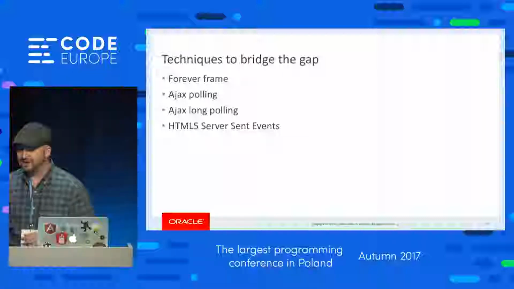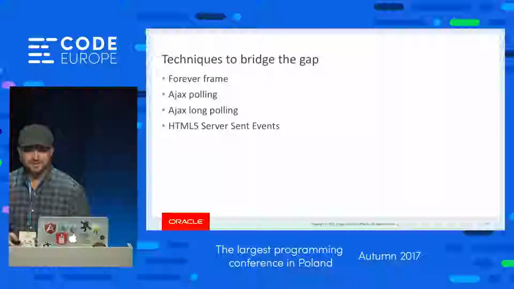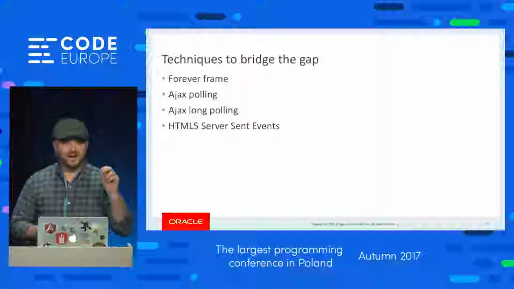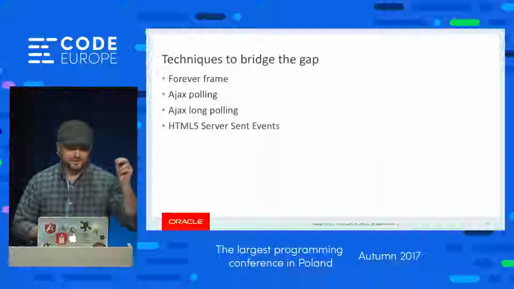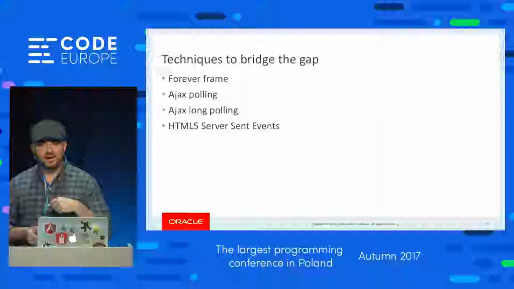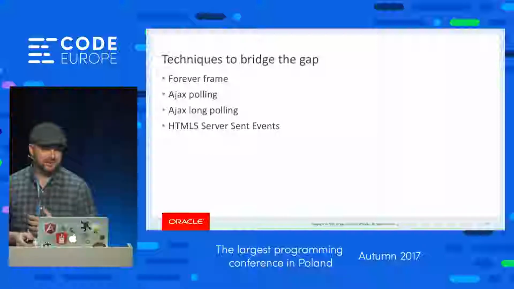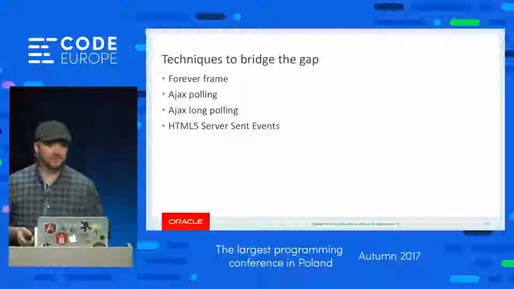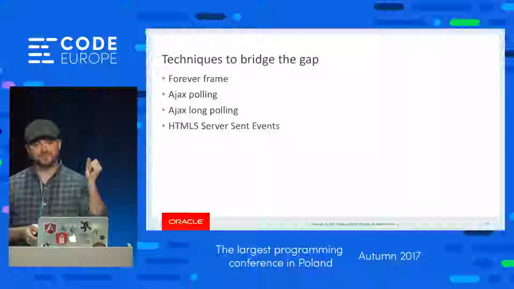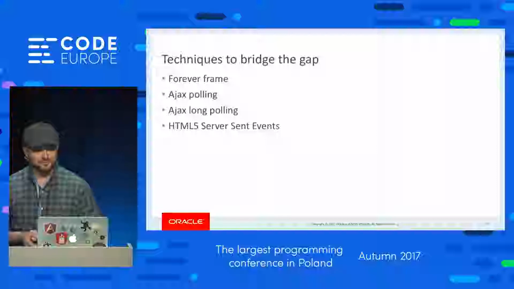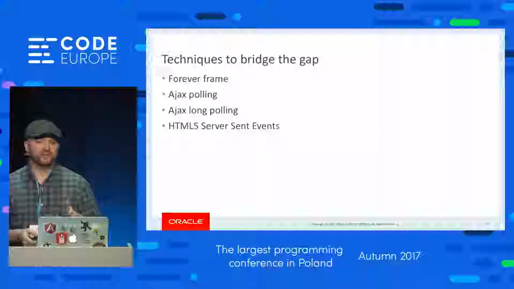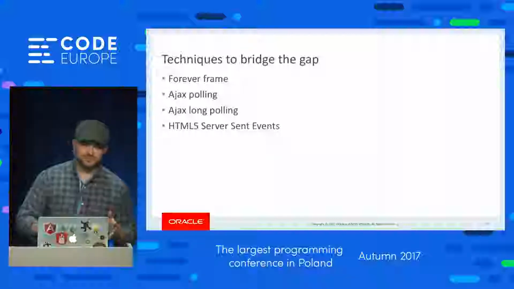So the forever frame was kind of the original way to do this kind of thing. You would set up a hidden iframe in your web page, and you'd use the iframe to periodically check for new data on the database. And when you found new data, you would proxy it up to the parent frame and inject it into the DOM.